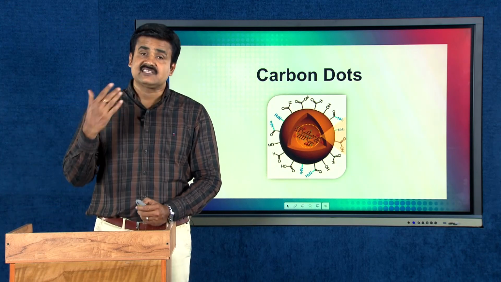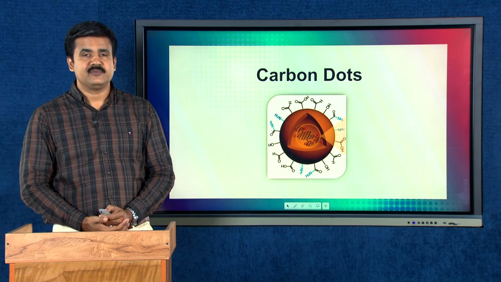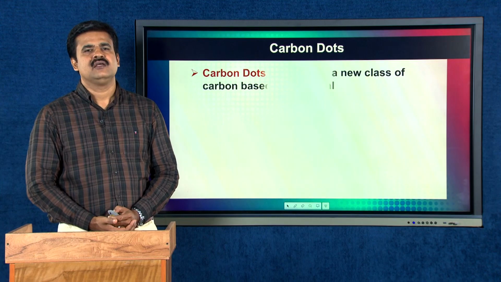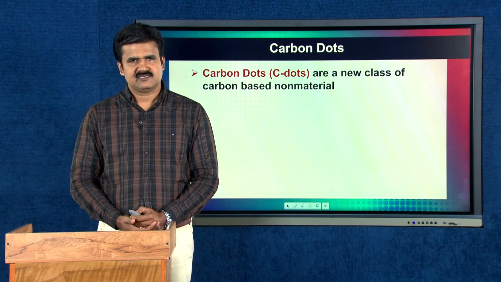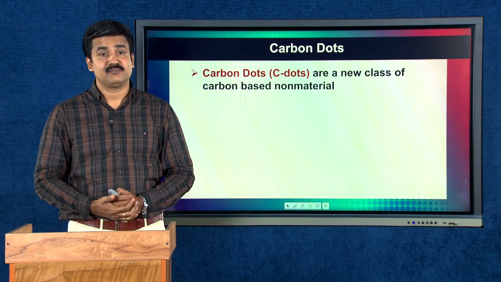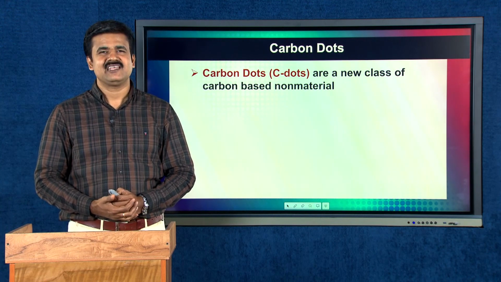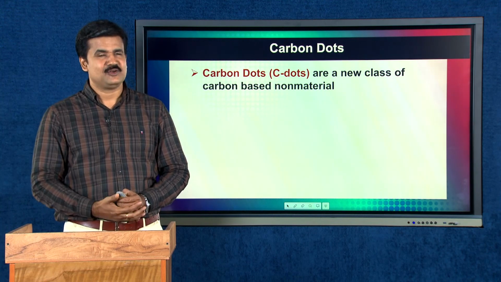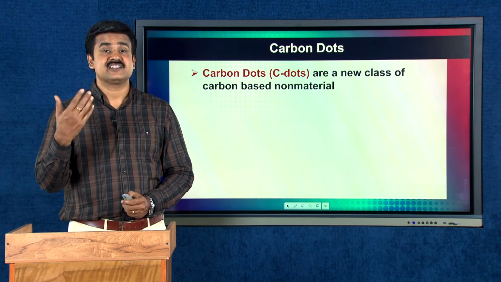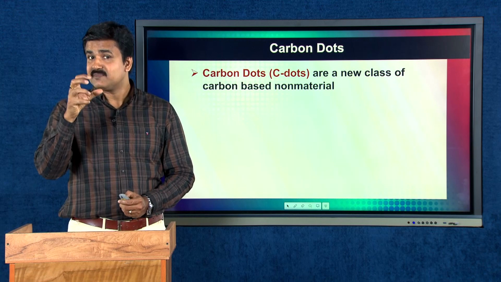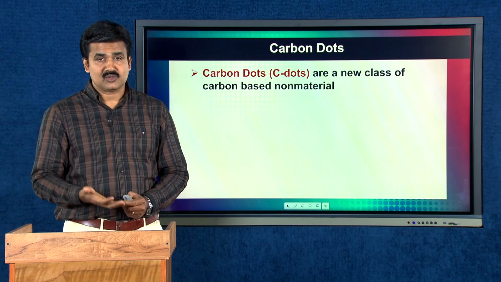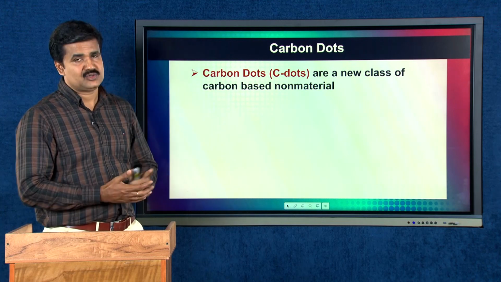Now, on another kind of carbon based nanomaterial, that is nothing but carbon dots. What are carbon dots? The carbon dots can be abbreviated as C dots. You are familiar with the quantum dots. Quantum dots are semiconductor nanomaterials. In a similar way, we are discussing a category of carbon based nanomaterial which has similar structural features and properties as that of a quantum dot, that is nothing but carbon dots.